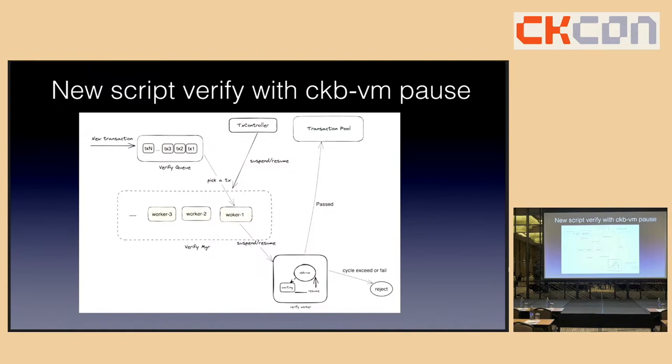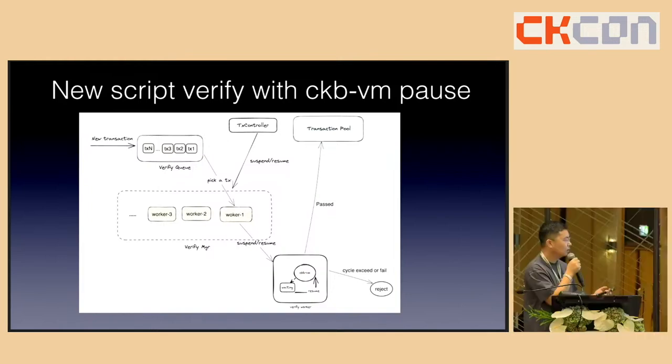We still have a verify queue to store the pending transactions. There will be a verify manager. The verify manager will start up multiple workers. All the workers will try to pick up a transaction from the queue, and then we will start up the CKB VM for the worker. So when suspend and resume signals come, they will be controlled by the verify manager. The verify manager will send the suspend signal to a verify worker. Yeah, that is the new workflow.